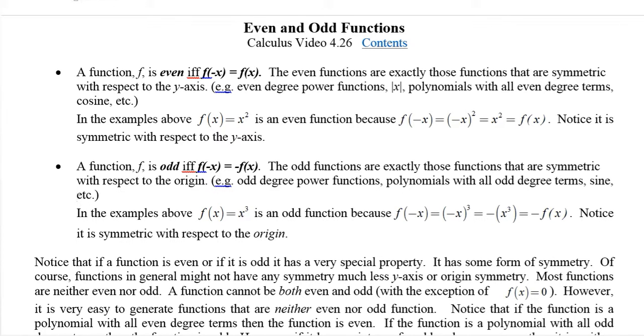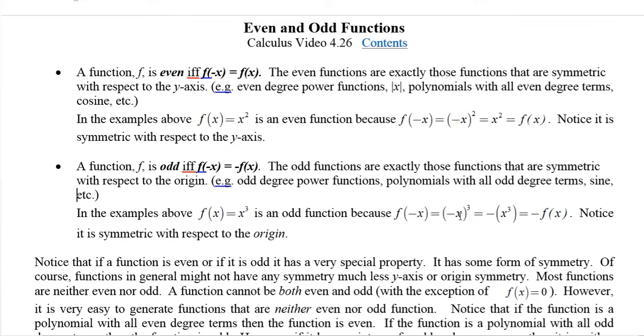So, for example, f of x equals x cubed is an odd function because f of the opposite of x would be the opposite of x cubed. Three negatives multiplied together is a negative, so that's the opposite of x cubed, which is the opposite of f of x. So f of the opposite of x is the opposite of f of x. It has the algebraic condition for being odd.